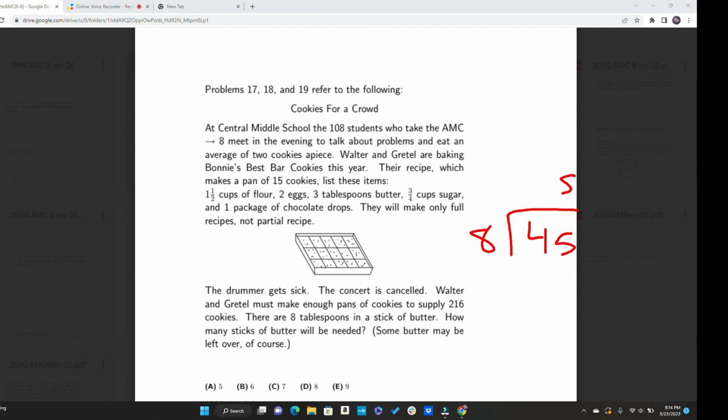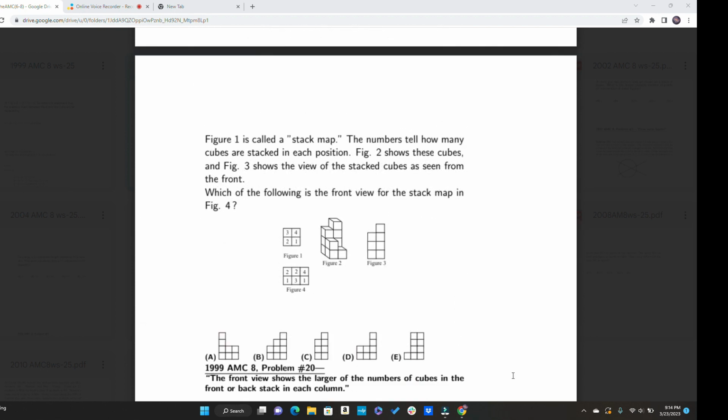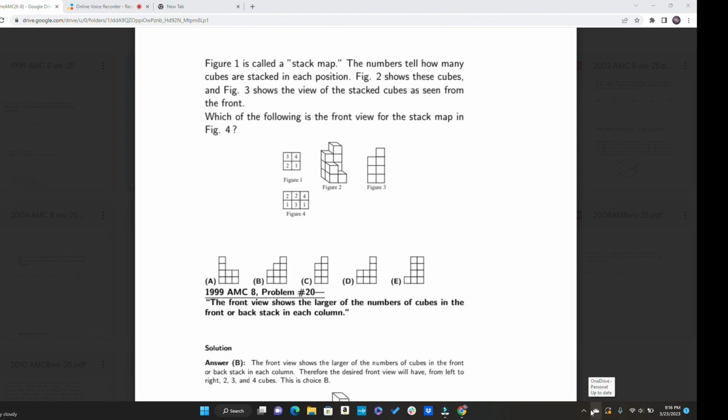45 divided by 8, that is 5 and some change, right? 40 and then 5/8 are left. So because of that extra bit, we're going to need to round up because we can't get partial sticks of butter. We can't get 5/8 of a stick of butter as much as we may want to. So we're going to need 6 sticks of butter. Answer choice B, that is the correct answer. So let's draw it out based on what we have.